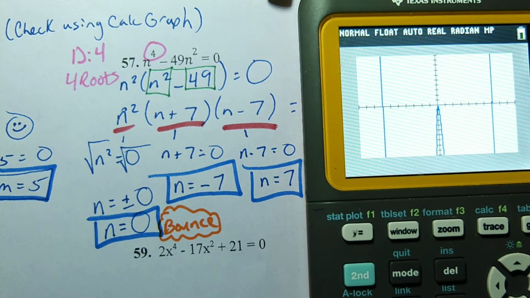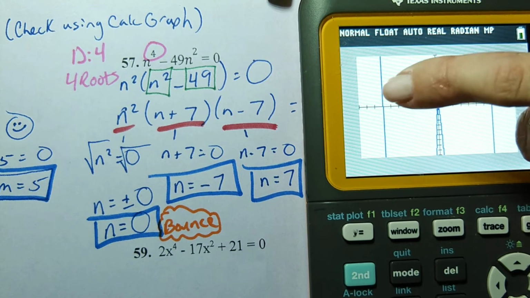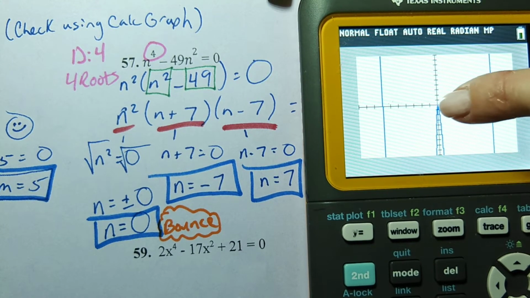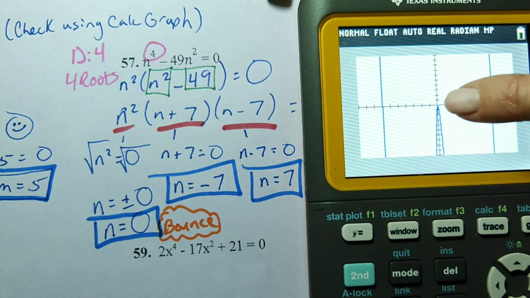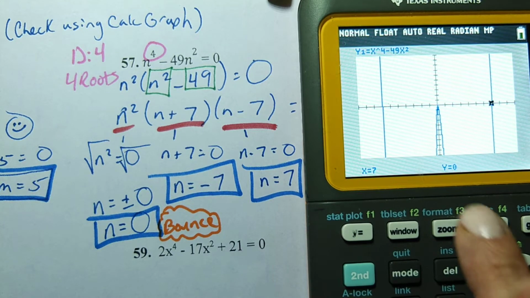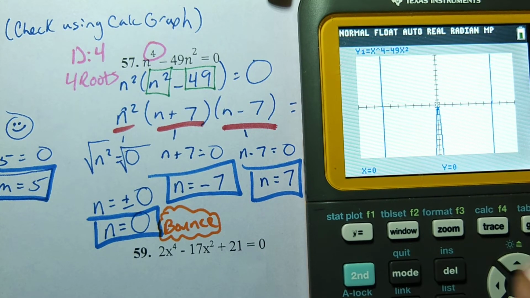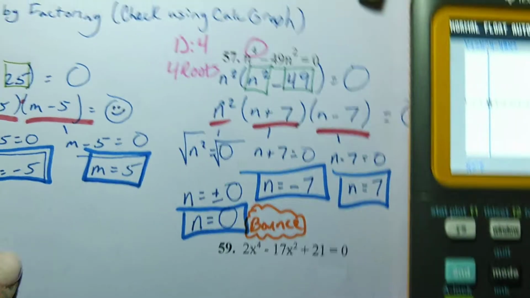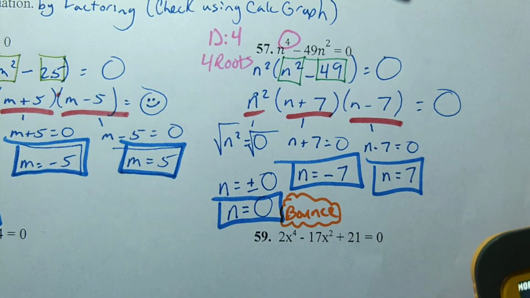And what do we see? There's our root at -7. There's our root bouncing at 0. And there's our other root at +7. And if I use the trace button, I can verify all of those. And we see that we get y values of 0 for all of them. So this graph component is important for being able to check ourselves. So let's go ahead and, does anybody have any questions so far?